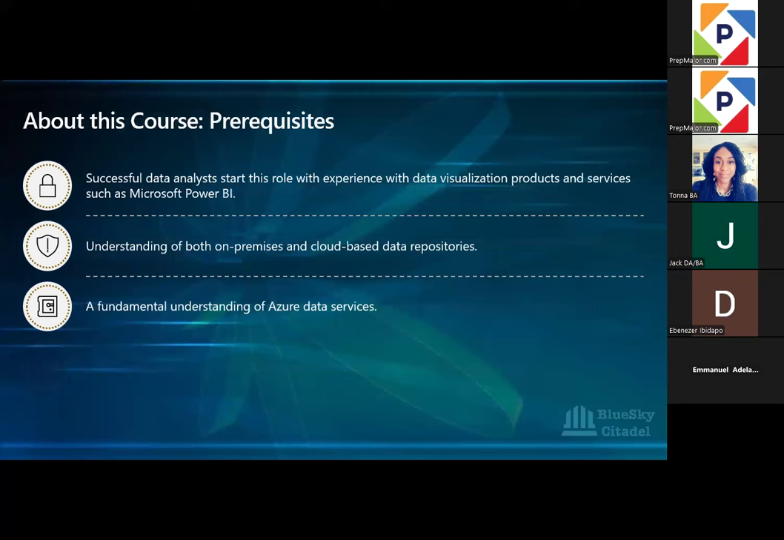About this course. Successful data analysts start this role with experience with data visualization products and services. May I tell you that you don't need any background, you don't need any prerequisite to do this course. Whatever you need, like SQL and Excel, is already built into this package. Another teacher will be teaching you SQL, and another one will be teaching you Excel. So there's no prerequisite. There's nothing that, if you don't know this, you cannot do data analysis.